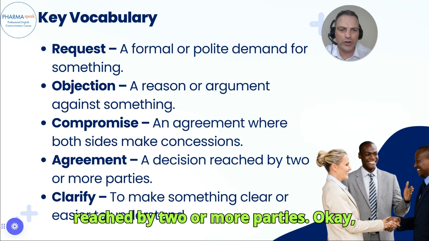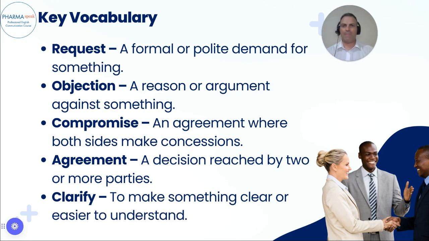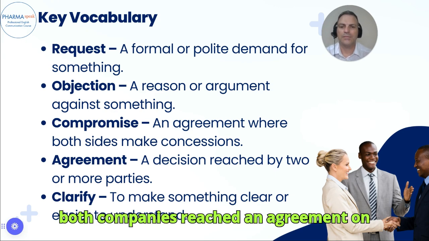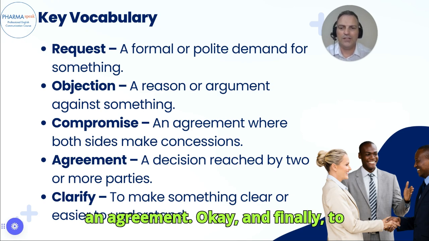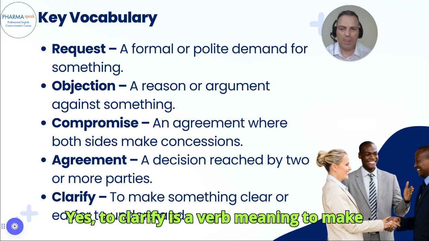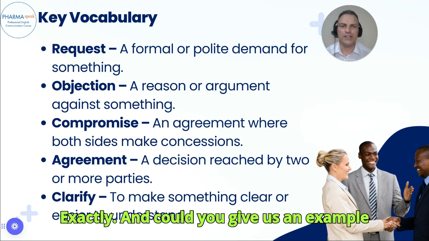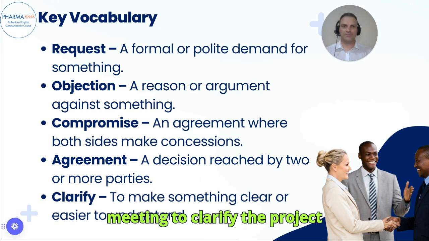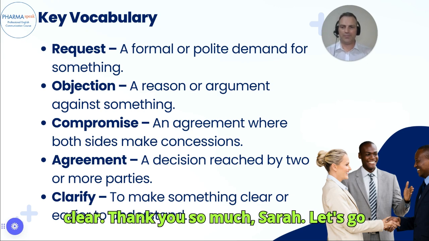Nice. Okay, and next is agreement. Agreement is a decision reached by two or more parties. Could you give us an example sentence for this one, Sarah? Certainly. After lengthy discussions, both companies reached an agreement on the terms of the contract. Great, reach an agreement. Okay, and finally, to clarify, this one's a verb, right? Yes. To clarify is a verb meaning to make something clear or easier to understand. Exactly. And could you give us an example sentence? Certainly. The manager asked for a meeting to clarify the project requirements with the team. Okay, to clarify, so it's to make it clear. Thank you so much, Sarah.